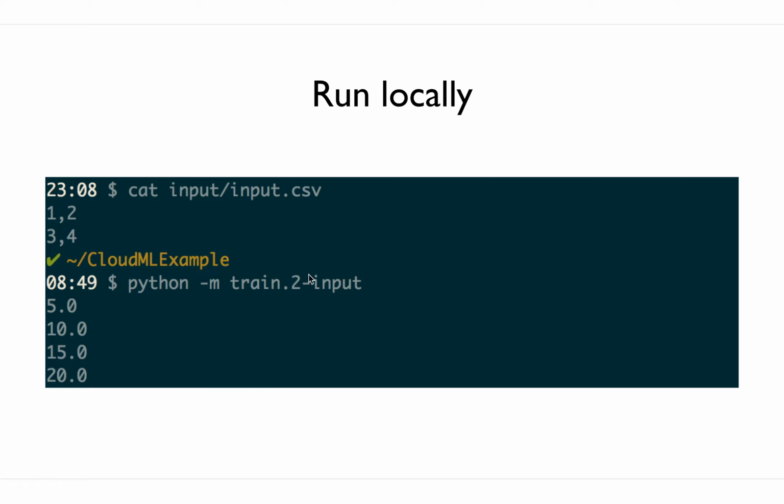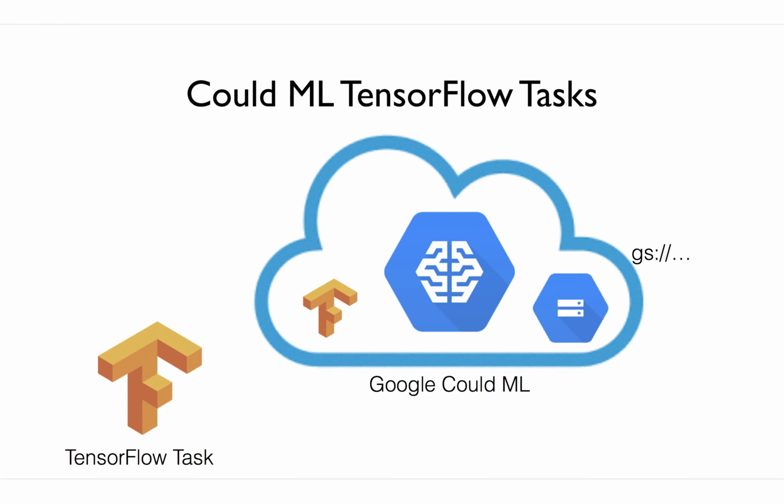So the default input directory is the input, so definitely we'll read this one, and then we'll execute this program. So we have these values, 4 values as we expected. Now what we want to do is run this same task on the Google Cloud ML.